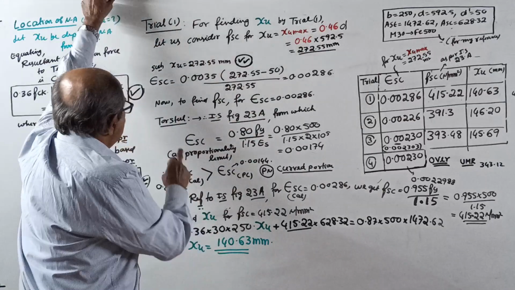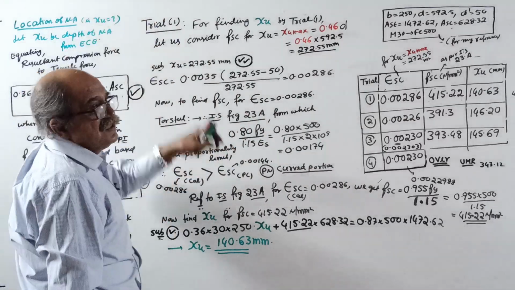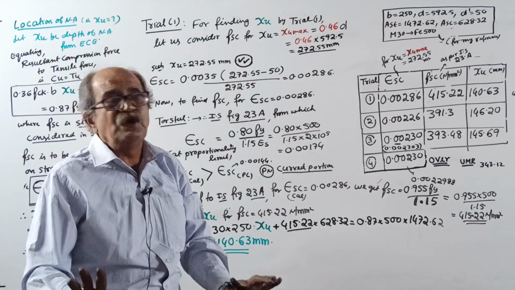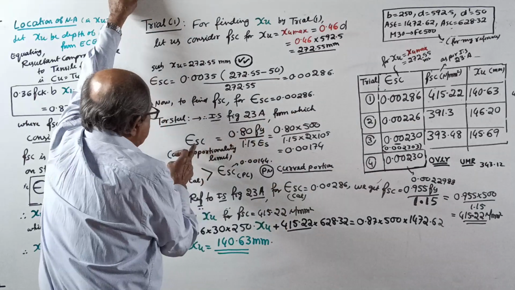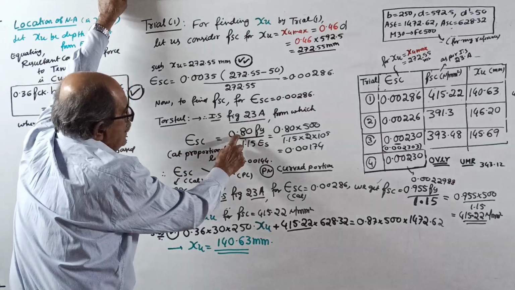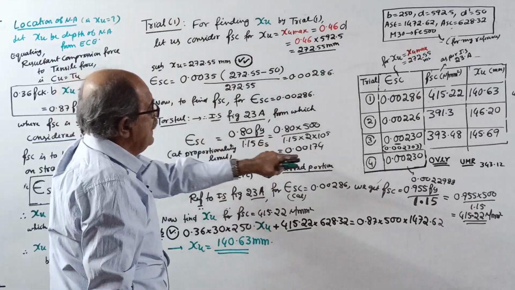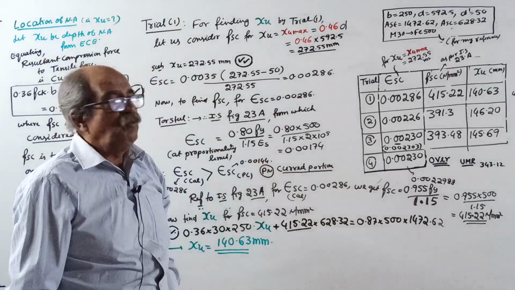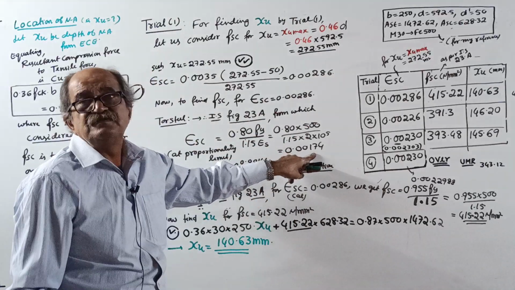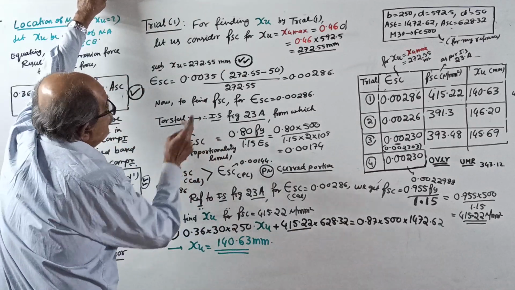Make a note: tar steel, IS code figure 23A. SP16 you can use, but don't use it now. From this, first you get epsilon SC at the proportionality limit, 0.80 Fy by 1.15 Es, using the formula. Get the answer. Now compare the epsilon SC calculated.